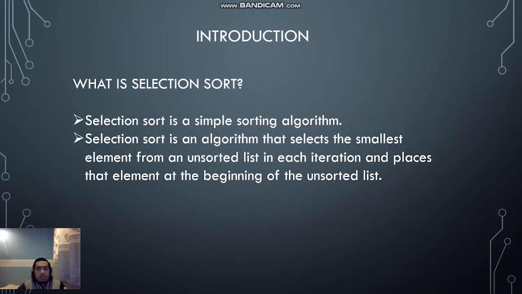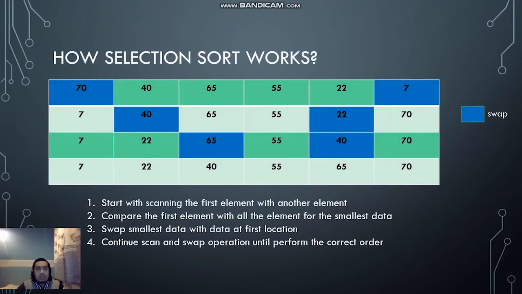Okay, what is selection sort? Selection sort is a simple sorting algorithm. Selection sort is an algorithm that selects the smallest element from the unsorted list in each iteration and places that element at the beginning of the unsorted list. So this is how selection sort works.